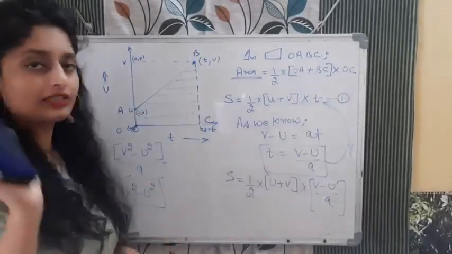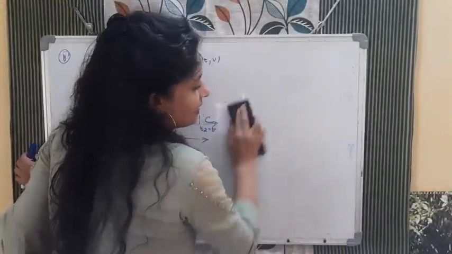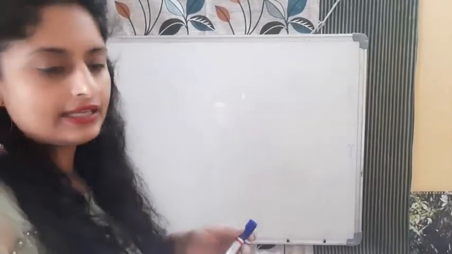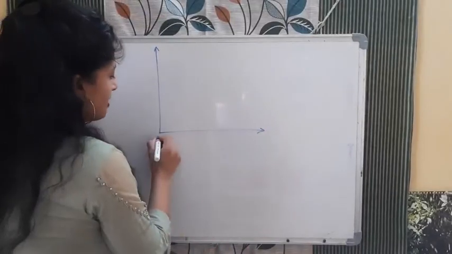Now comes the third equation of motion. What is the third equation of motion, bacha? It is S is equal to ut plus half at square. Now in this third equation also, what we have is distance. So we know how to calculate the distance, the area under the curve. This time we will not calculate the area of the trapezium. We will divide it into two parts.